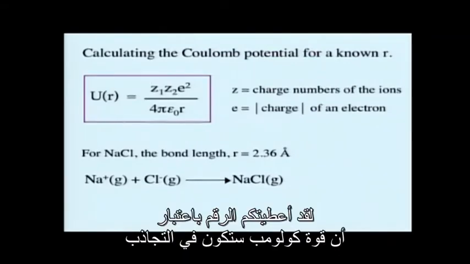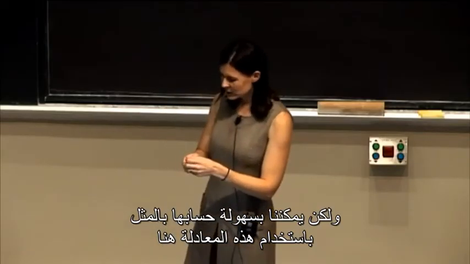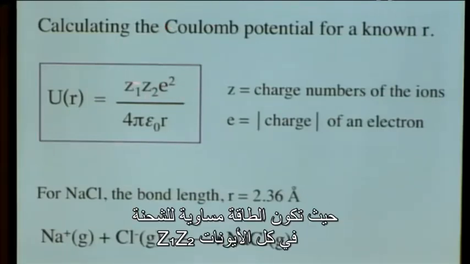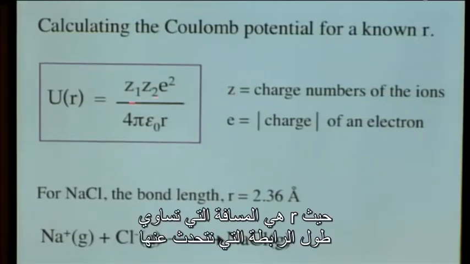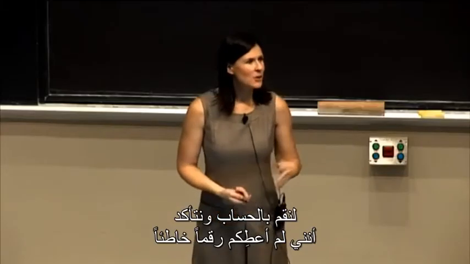So I just gave you the number in terms of what the Coulomb potential would be in attraction, but we can easily calculate it as well using this equation here, where the energy is equal to the charge on each of the ions, and this is just multiplied by the value of charge for an electron, divided by 4 pi epsilon naught times r, and r is just the distance in terms of the bond length we could talk about. So let's calculate and make sure that I didn't tell you a false number here.